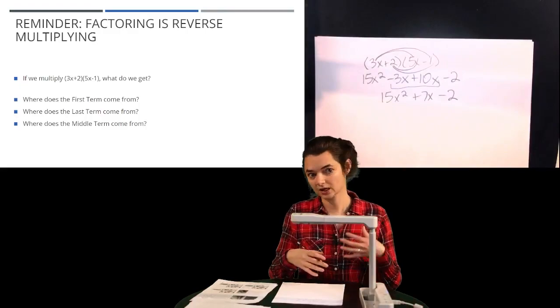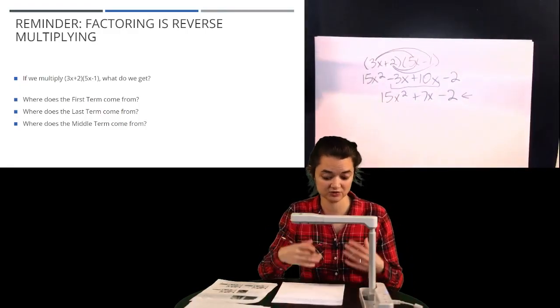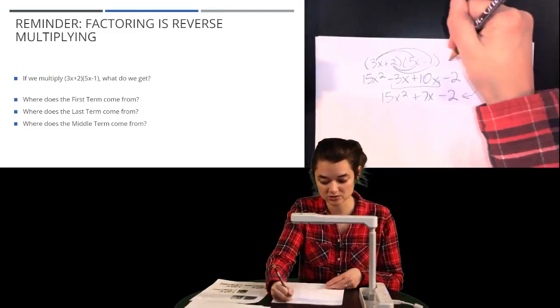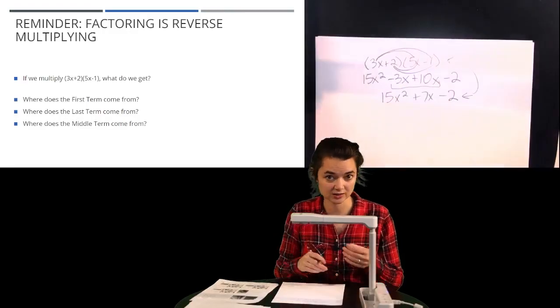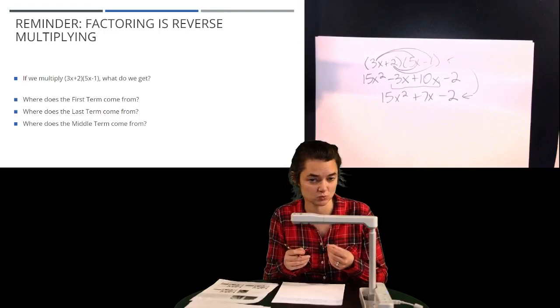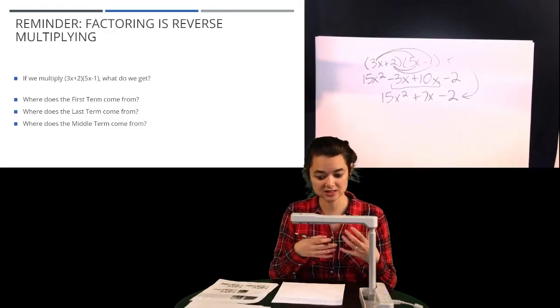So again, with factoring, this is where you're going to start out. It's going to give you 15x squared plus 7x minus 2, and you need to go backwards. And that's the answer that we're looking for with factoring, as I want it to be 3x plus 2 and 5x minus 1 multiplied together. So how do we go backwards? Where did these things come from?